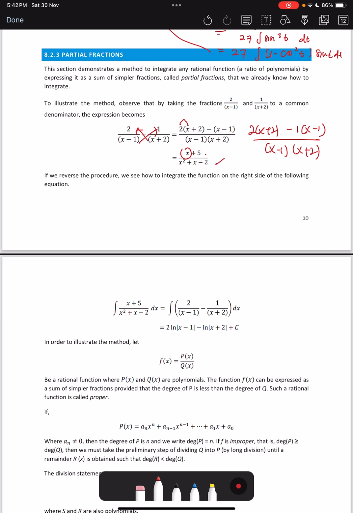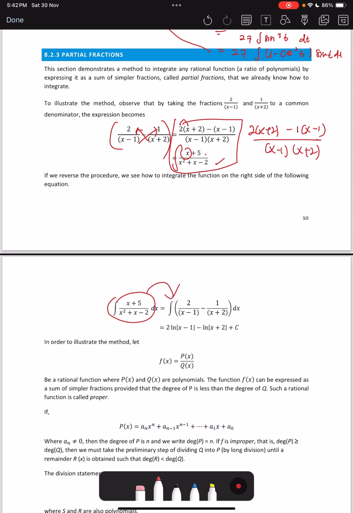So if we reverse the procedure, we see how to integrate the function on the right side here with the following equation. So let's say I take the integration of this part. It will be equivalent to taking the integration like this. It will be the same, because this is how you expand it. This is in terms of partial fractions. But if you want to solve this directly without changing it to partial fractions, it's kind of difficult to do.